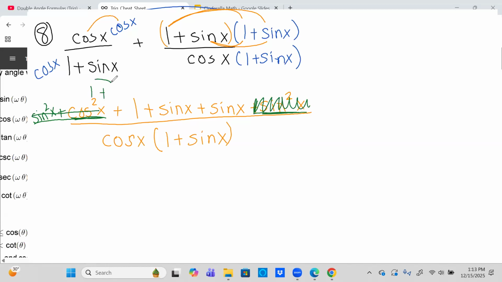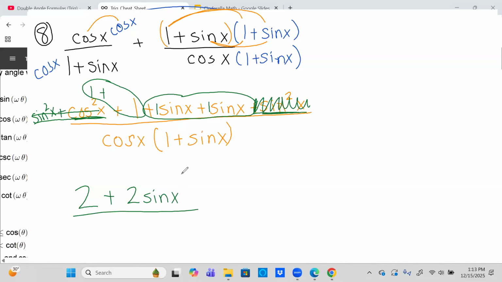So now on the top, we have 1 plus 1, so 2. And then we have sine plus sine. Well, this one has an invisible 1. This one has an invisible 1. So 1 plus 1 would make 2 sine. And on the bottom, I would not distribute the bottom. Let's just leave it as cos x times 1 plus sine x.